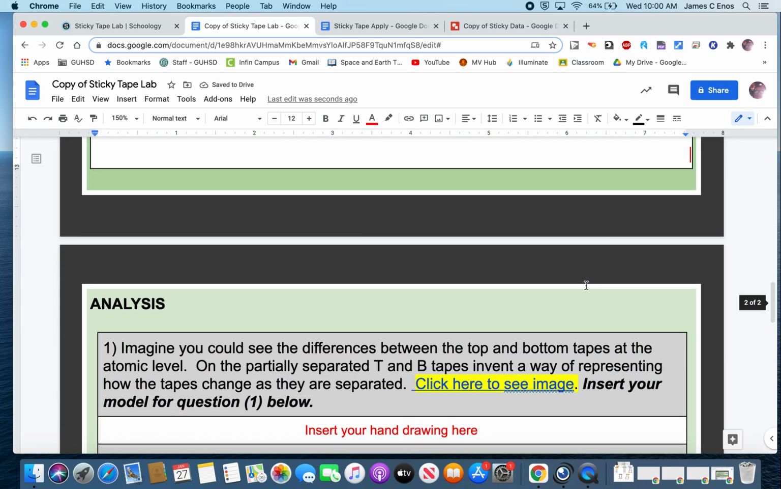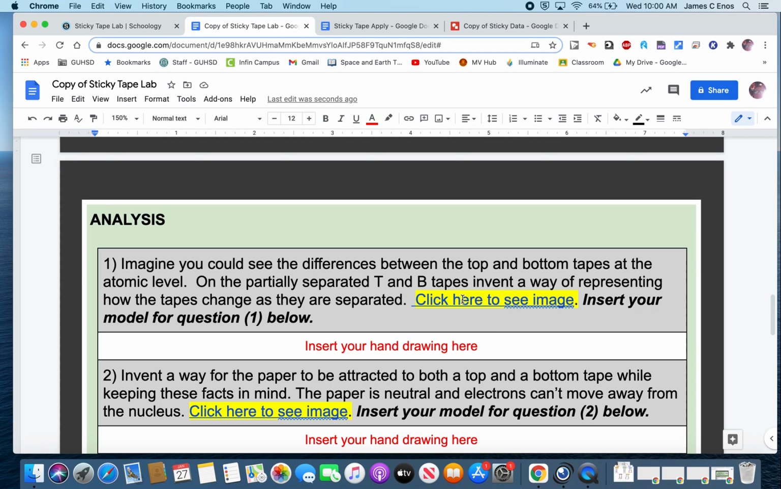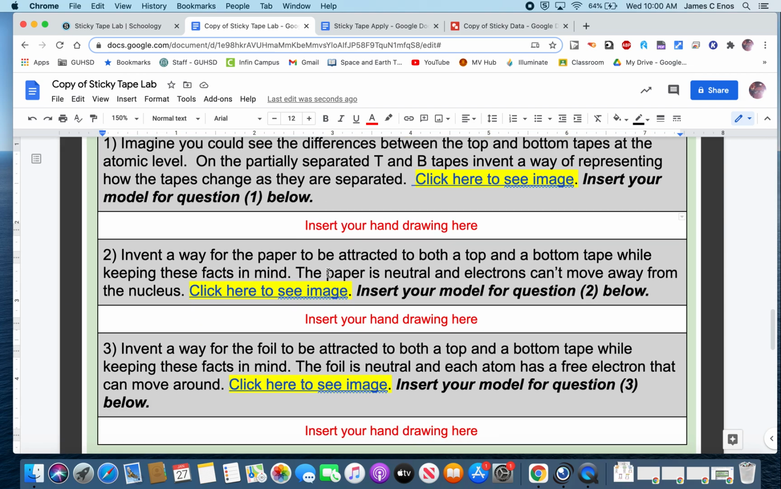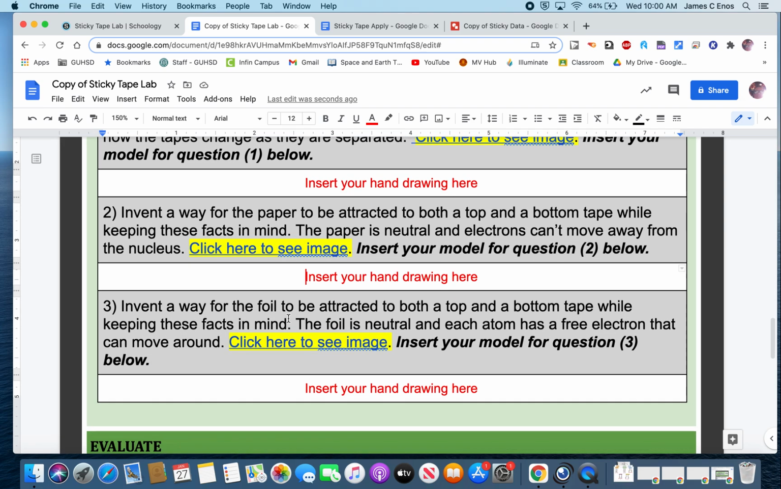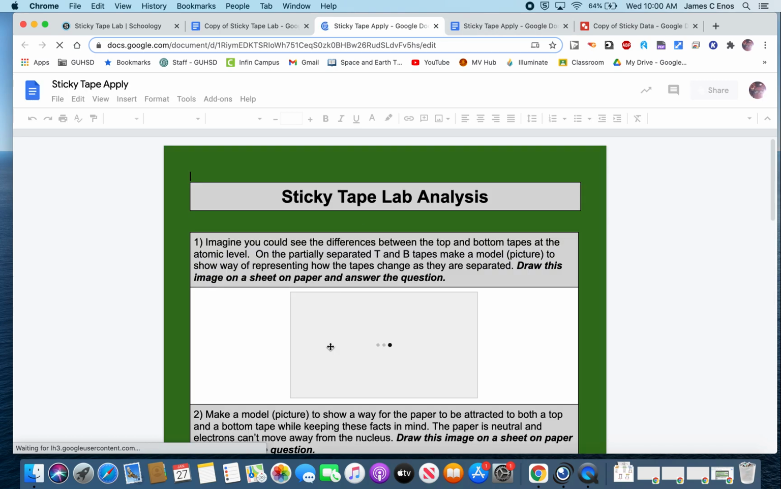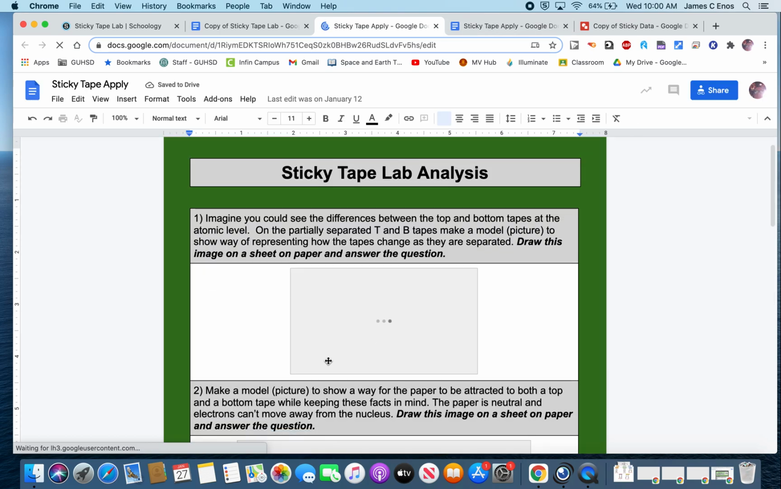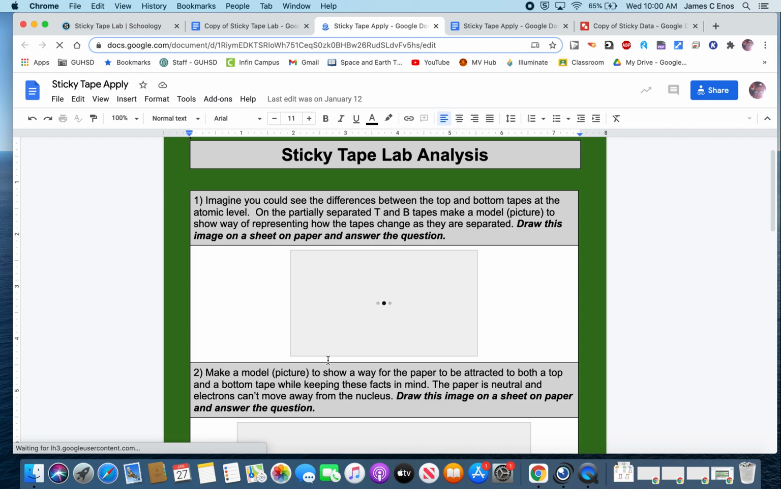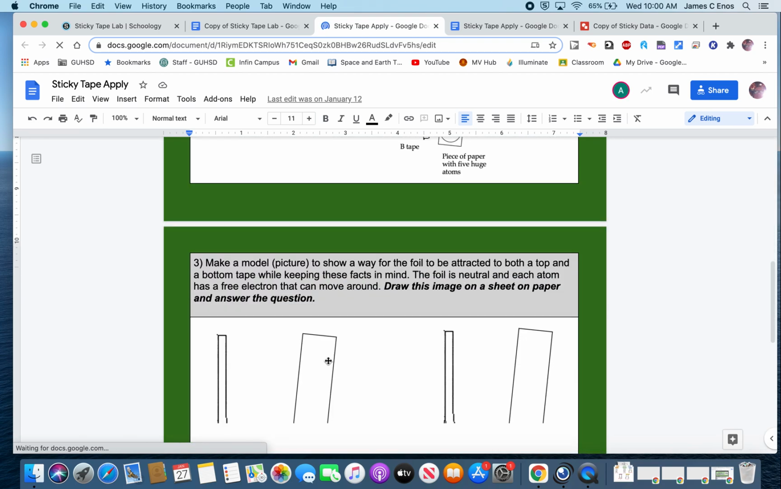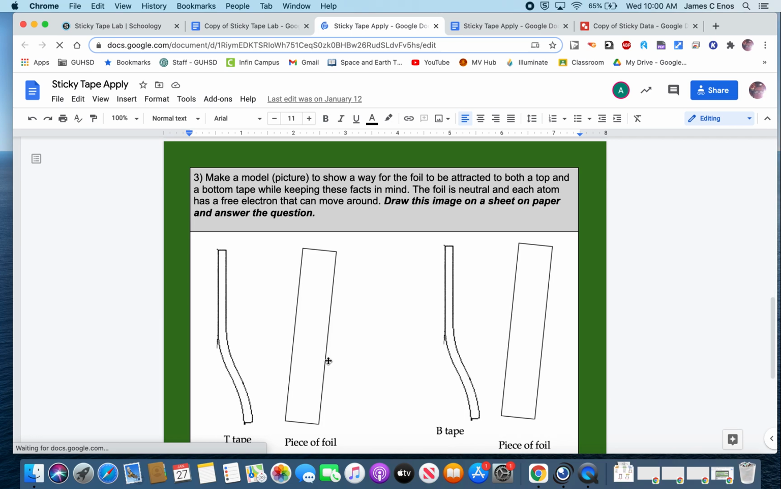After I get to that, now I'm going to be getting to my analysis. I need to click here to see the image. After I click there, I see I have to insert a hand drawing for number 1, insert a hand drawing for number 2, and insert a hand drawing for number 3. So I'm going to click here to see the image, and this is what's going to pop up. We're going to have to recreate a model trying to address the questions, where we're going to draw the images here for number 1, number 2, and then number 3. So we're going to draw and apply these images onto here.